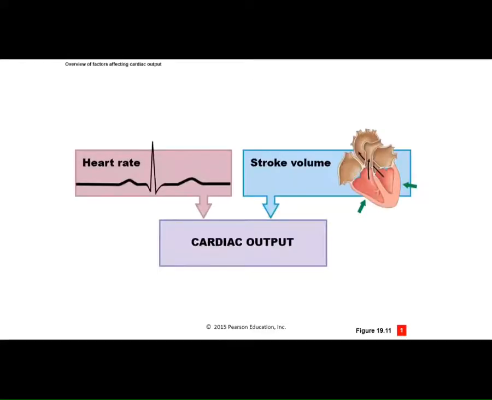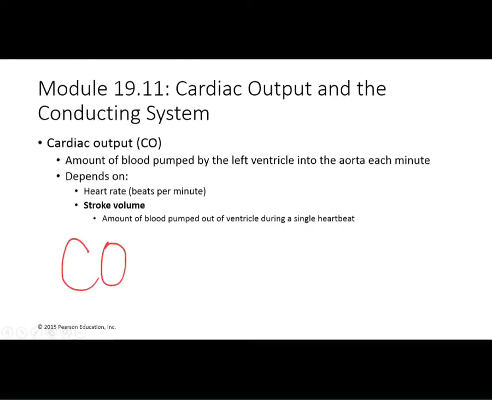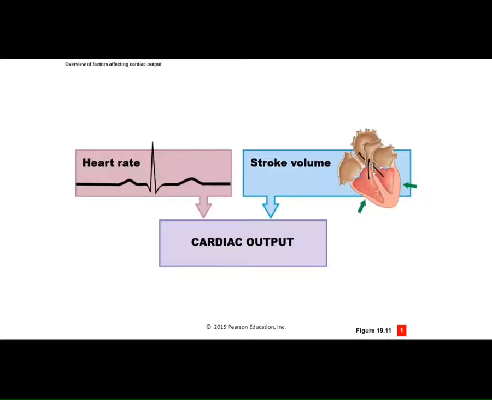Cardiac output is defined as the heart rate, right, the number of beats per minute, times the stroke volume. Stroke volume is the amount of blood pushed out of the ventricle with each beat. Right? So you have so much blood with each pumping of the heart times the number of beats per minute will give you the total volume of blood pumped per minute. Very important equation, simple equation, but a very important one. Cardiac output equals heart rate times stroke volume. That's just shown here visually. Again, heart rate times stroke volume equals cardiac output.